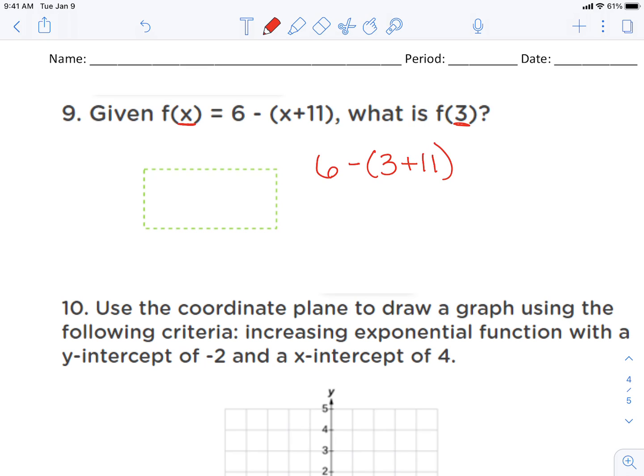Well, order of operations tell me I do stuff inside the parentheses first. So 3 plus 11 is 14. Well, 6 minus 14 is a negative 8. So f of 3 equals negative 8.